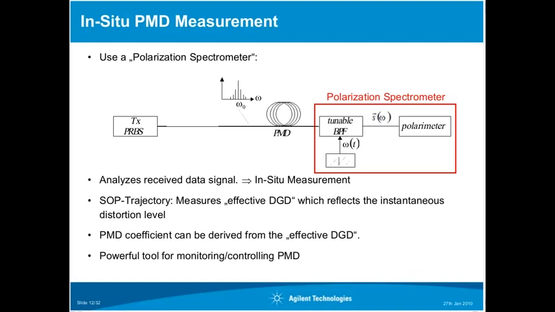So that is really a measure for the distortion level of your signal, and it turns out that the PMD coefficient of the link, which most people are interested in, can be derived from this effective differential group delay. And this is what makes it a very powerful tool to characterize the PMD of your link, because essentially you end up with a PMD coefficient, which is a number you can compare to other measurements too. So the result you get in the end is comparable to what you might have collected before in your traditional measurements.